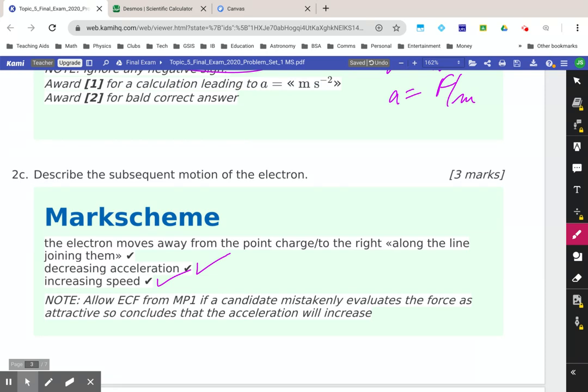So you need to say both of these things, okay? You have to make sure that you got three things here, really. The direction, away; the fact that the acceleration is decreasing because the force is decreasing, because the distance is increasing; and the fact that the speed is increasing. Even though we have a decreasing acceleration, we still have an acceleration, and that means an increase in speed.